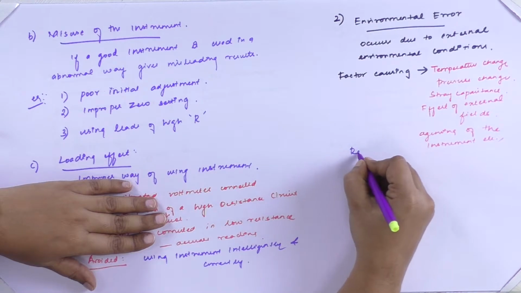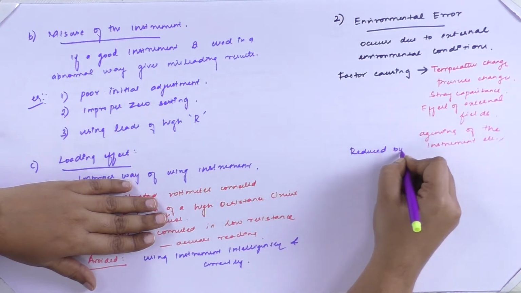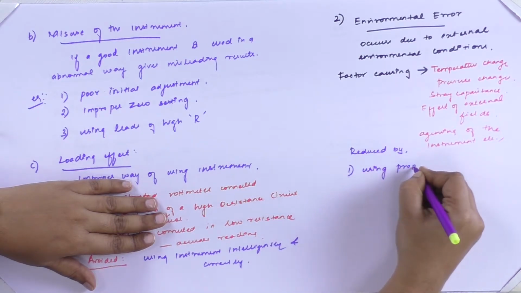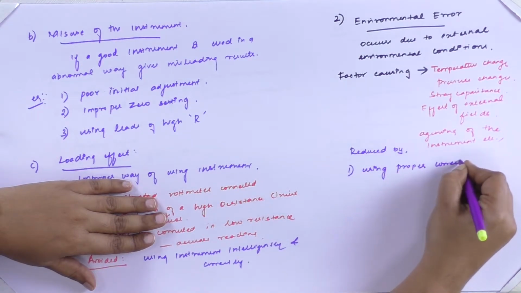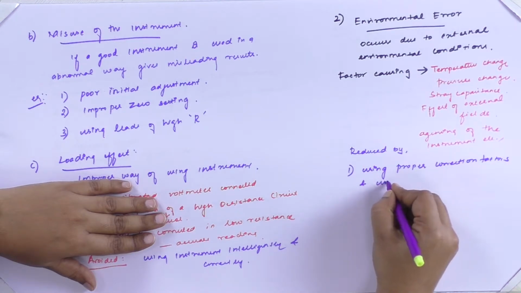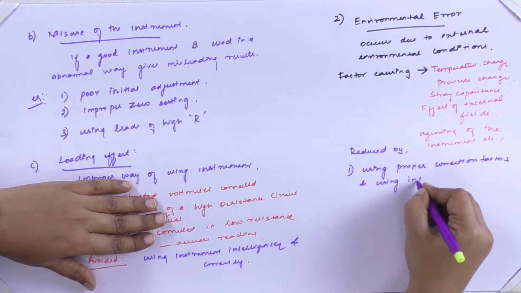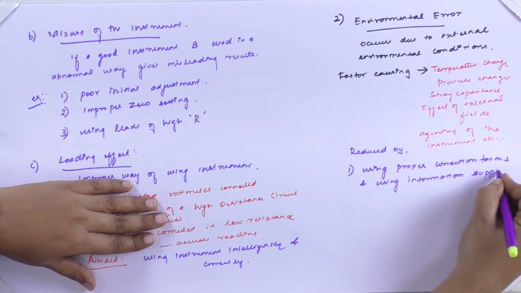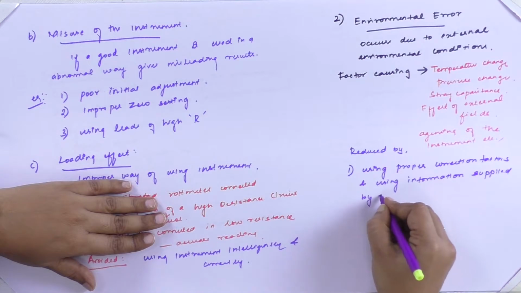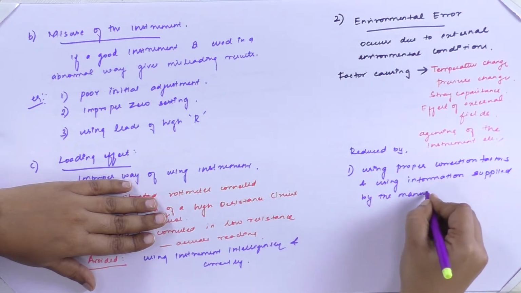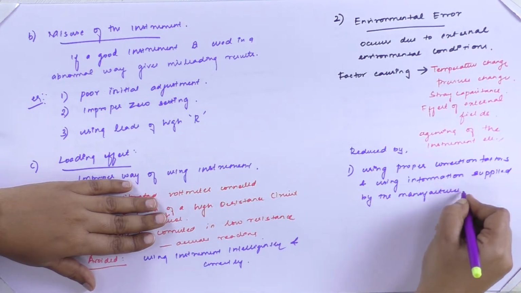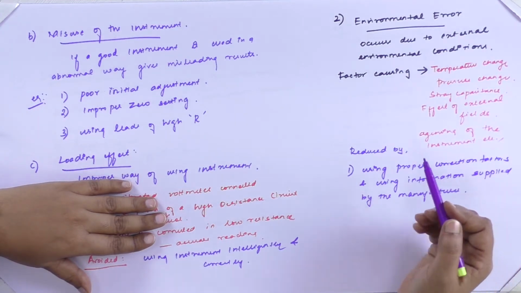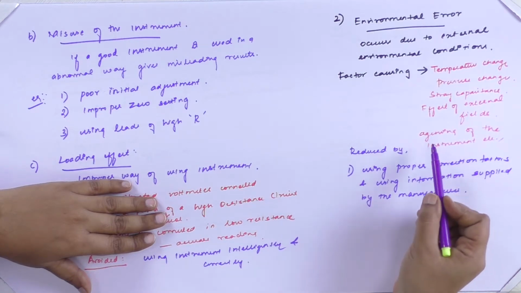This environmental error can be reduced by using proper correction factors and using the information supplied by the manufacturer. Using the information provided by the manufacturer, we have to use the proper instrument in proper environmental conditions.